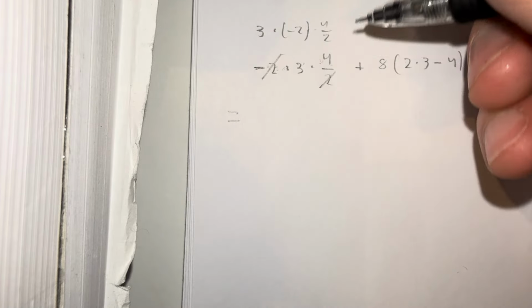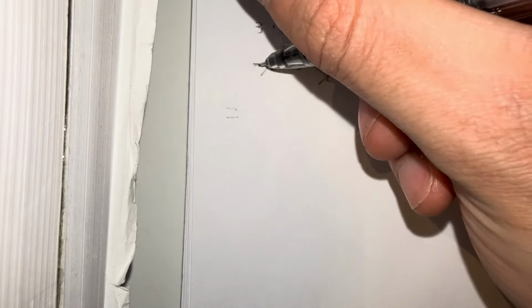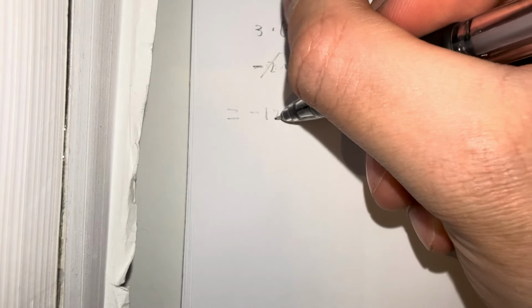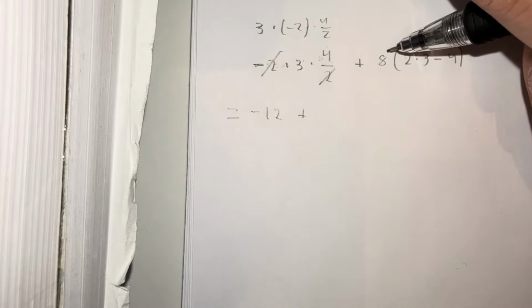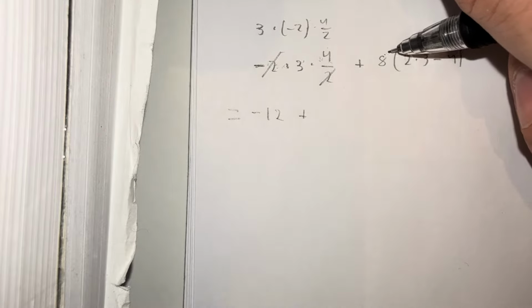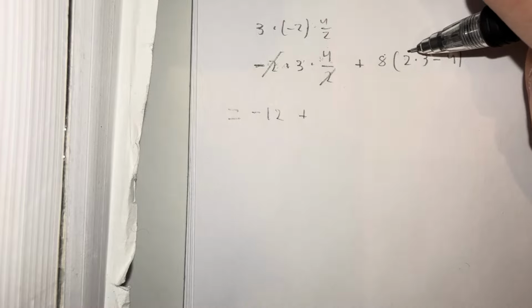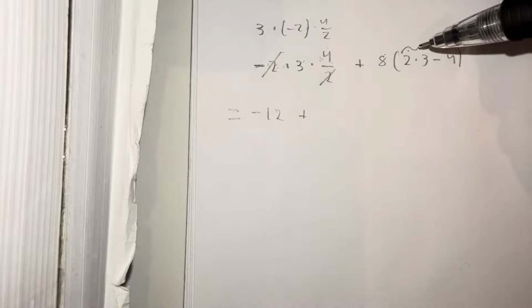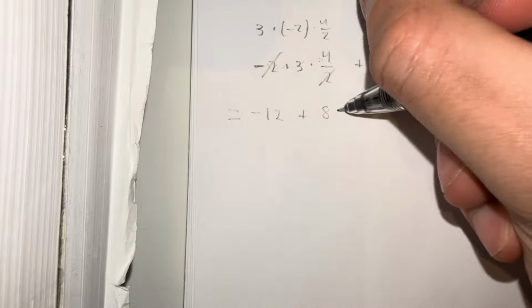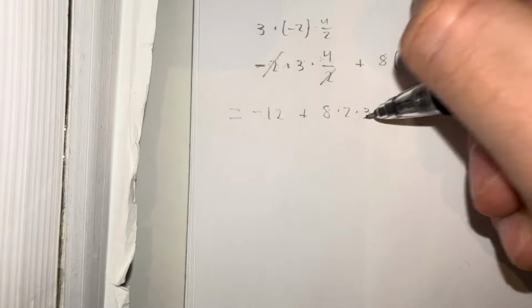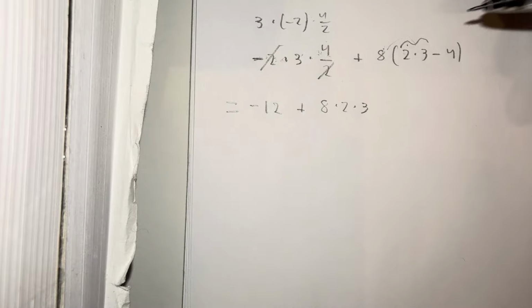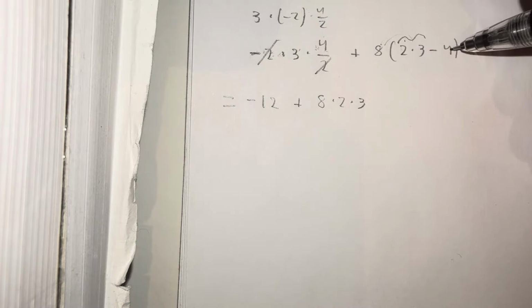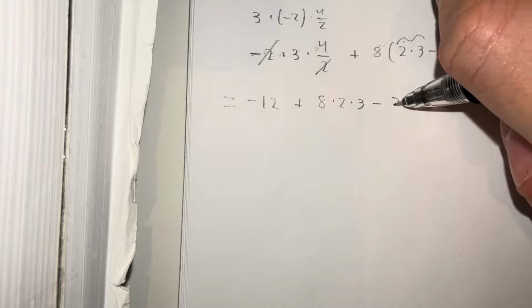So 2 divided by 2 is 1. 3 times 4, 12, and a negative sign. So -12 plus 8 times, and now not 8 times 2 only, but 2 times this whole term, which then becomes 8 times 2 times 3. Kind of joins them in outside the parentheses. Now we have plus 8, -4, so that's -32.